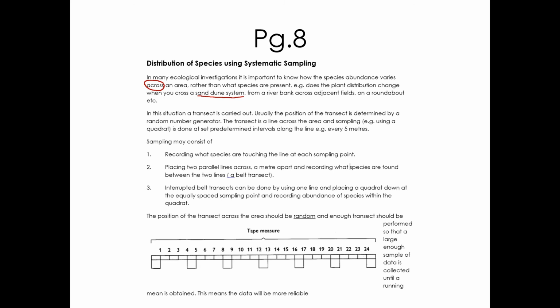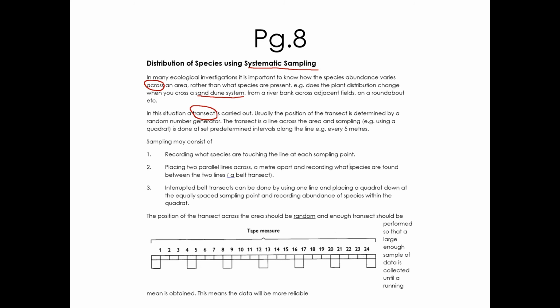And they've also, a very strange exam question one year, asked you to come up with a method to investigate the distribution of a particular plant species across a roundabout. So it's this across that we're looking out for to indicate that it's systematic sampling that we would pick rather than our random sampling method. So when we do a systematic sample, we use something called a transect. Now, it's a very posh word that means a line that dissects the area.